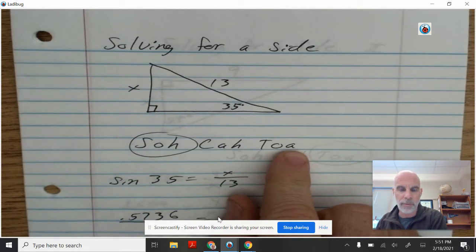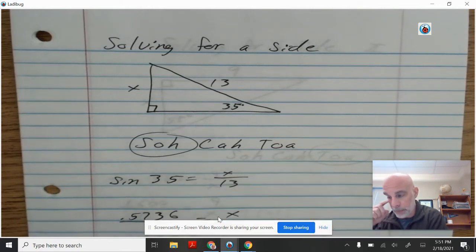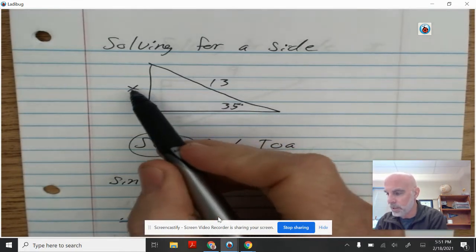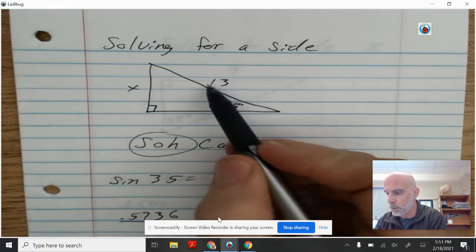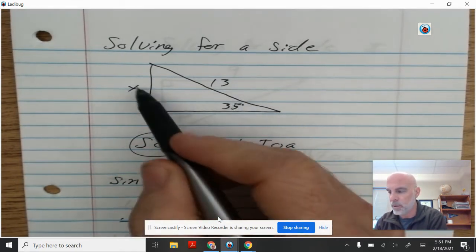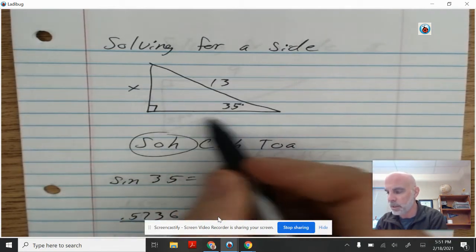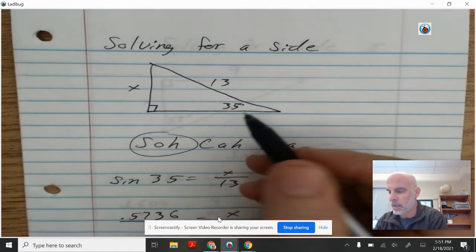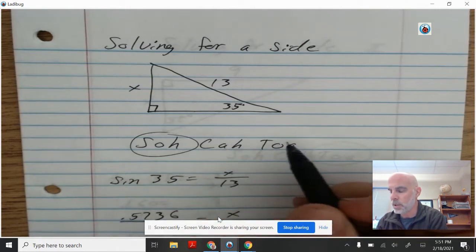So anyway, when you solve for a side, you're going to be given this information right here. You're going to know an angle. You're going to be missing one side. That's what you're solving for, and you're going to be given one of the sides. So these are the two sides that are involved. This side is not involved. So your first idea here is to decide which trig ratio really is this.